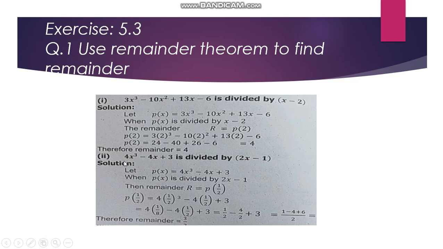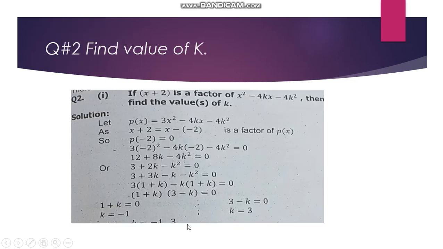Let's solve the second part. 4x cube minus 4x plus 3 is divided by 2x minus 1. Simply again we will take 2x minus 1 is equal to 0 and we'll find the value of x as 1 over 2, and simply put this 1 over 2 in this polynomial 4x cube minus 4x plus 3. So we will get 4 into 1 over 2's cube minus 4 into 1 over 2 plus 3. After solving and adding these terms, I will get 1 minus 4 plus 6 divided by 2, and my remainder will be 3 upon 2.